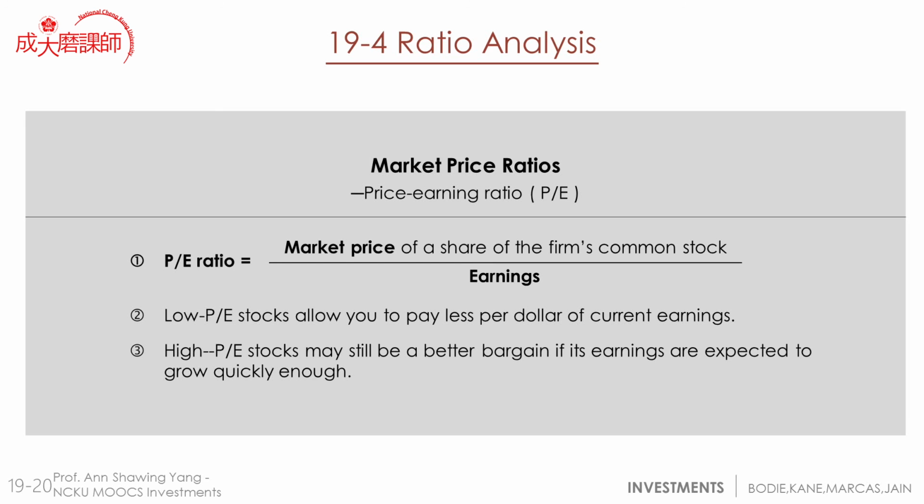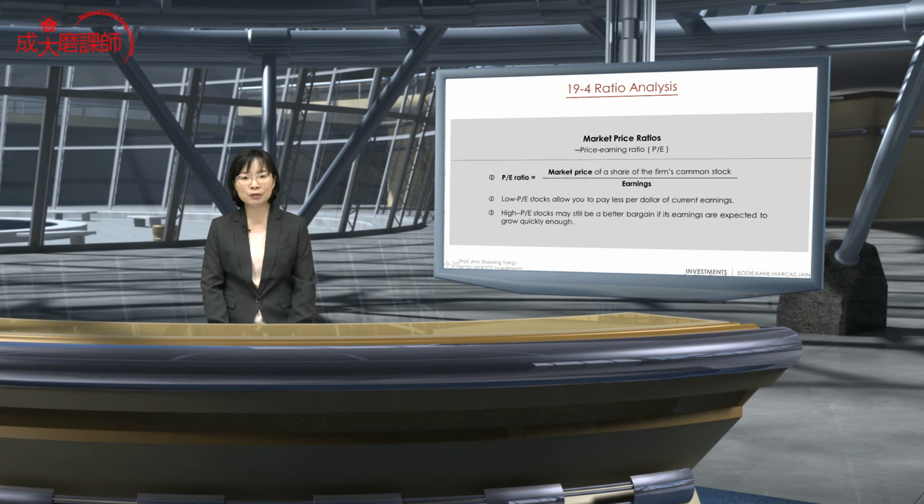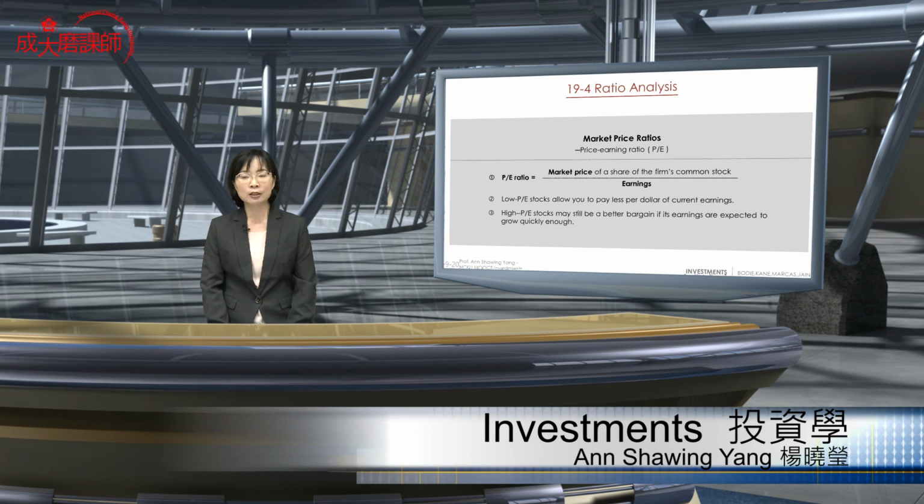Usually investors might take it that if a firm has a high PE ratio, it will be a worthwhile investing firm, compared to a firm with a low PE ratio, where investors might be a little bit cautious, because no one wants to invest in a firm with low earnings prospects. So a high PE ratio may still be a better bargain if its earnings are expected to grow quickly enough. Exactly.